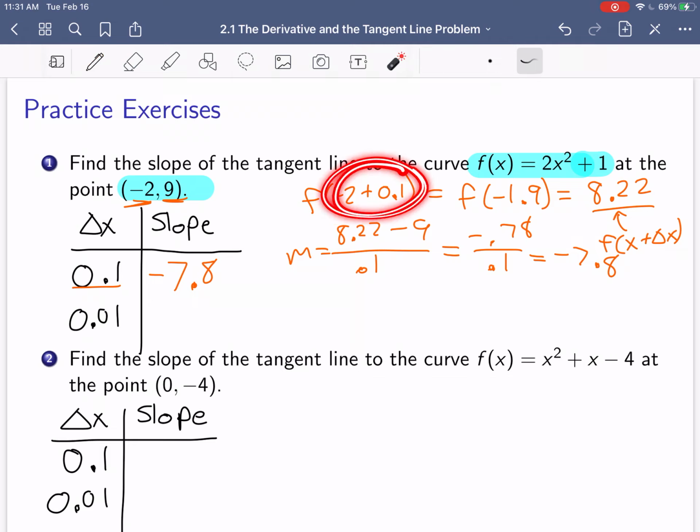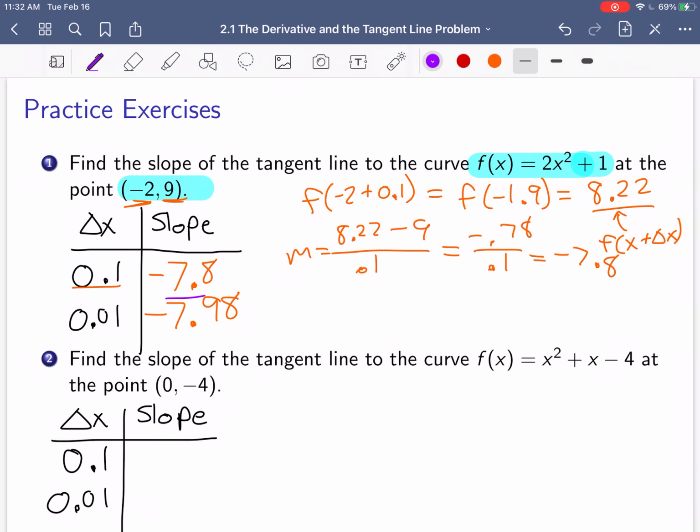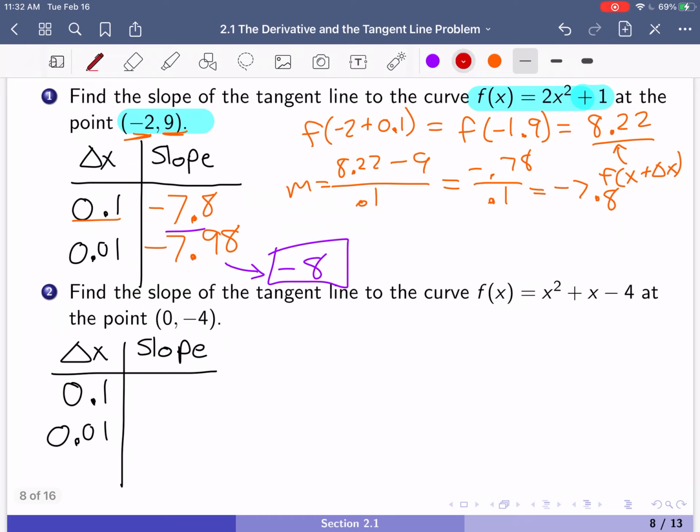If we get a little bit closer, so instead of being 0.1 above negative 2, if we go to 0.01 above negative 2, then our slope here is negative 7.98. And as our x values get closer and closer to negative 2, it looks like those slopes might be getting closer to negative 8. And so the slope of the tangent line appears to be negative 8. Fantastic. All right, let's look at our second example.